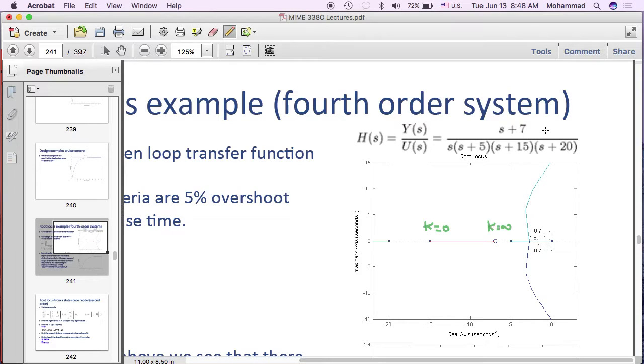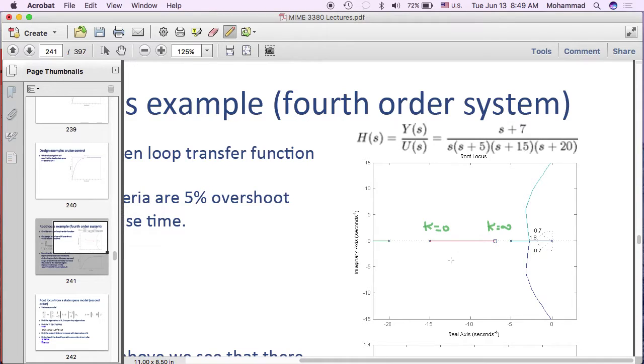Dominant poles? That concept is very much alive and applicable here. How so? Look at this system. This system has 1, 2, 3, 4 poles. 2 of them are the dominant poles. Can you tell me which 2 are the dominant poles? In other words, would these 2 be the dominant poles, the ones that are closer to the origin, or these 2 that are farther away from the origin? Which ones would be the dominant poles? Yes? Closer to the origin.